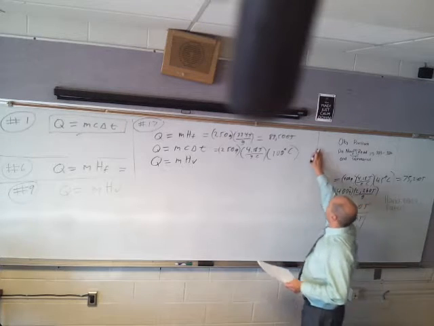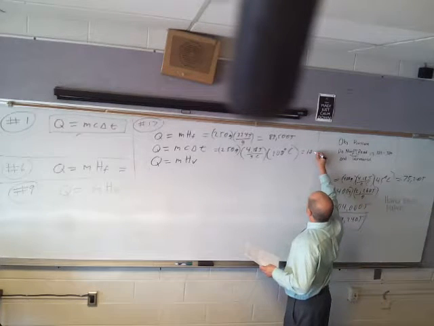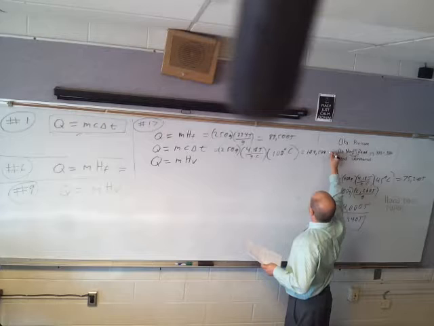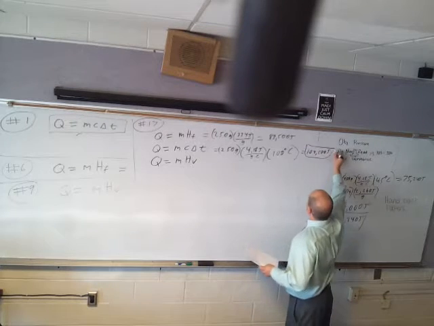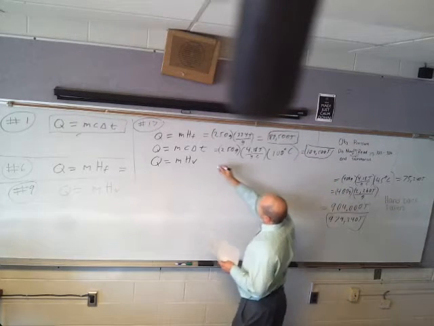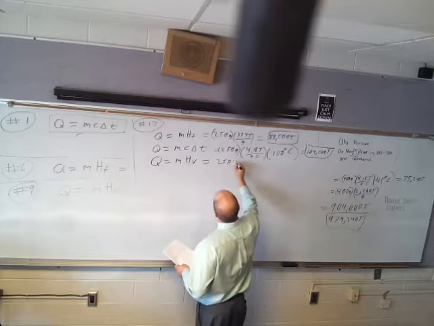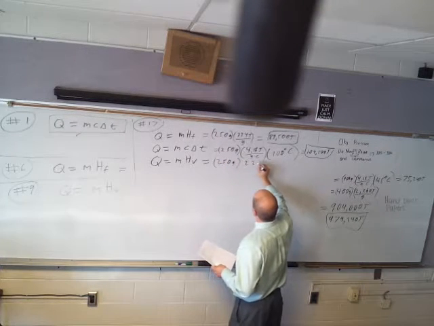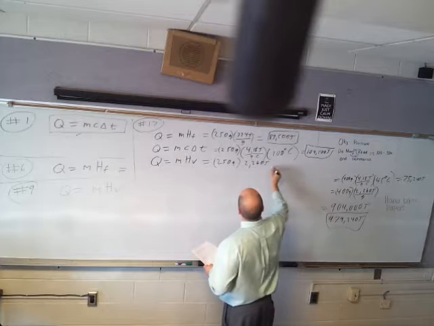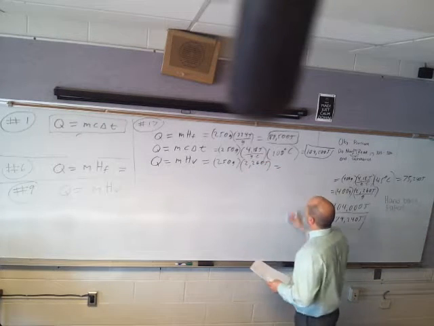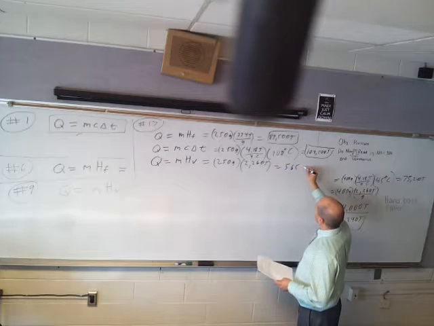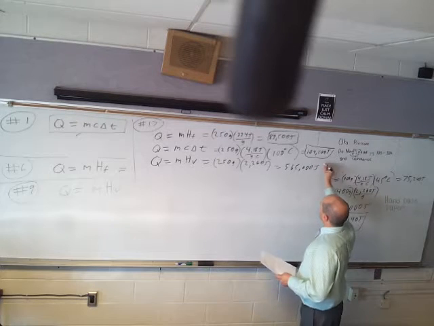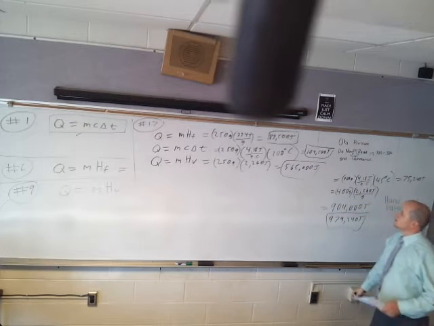And then what's this come out to? 104,500. So that's the first two. Last one is going to be 250 grams times 2,260. What's that come out to? 565,000. So we just got to add all three of these together.